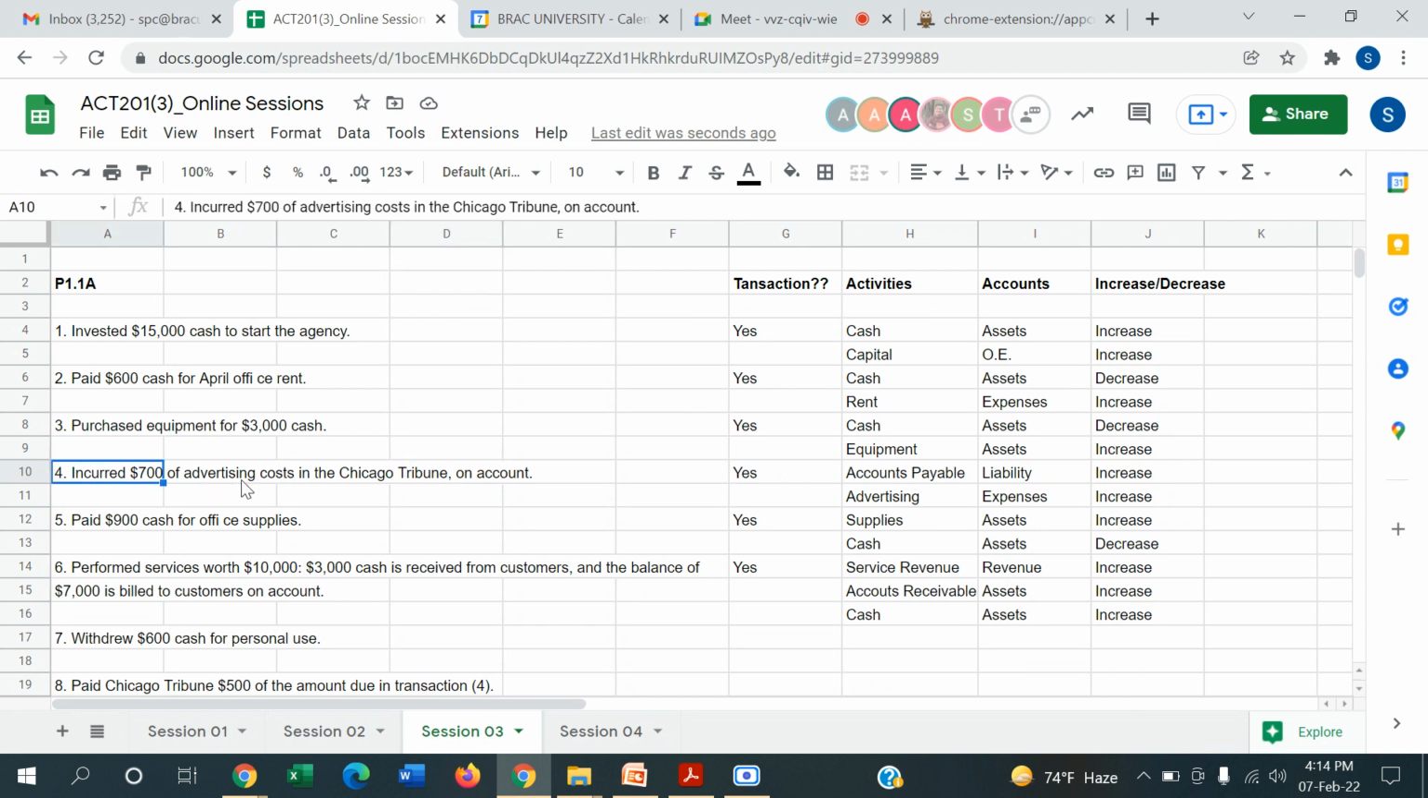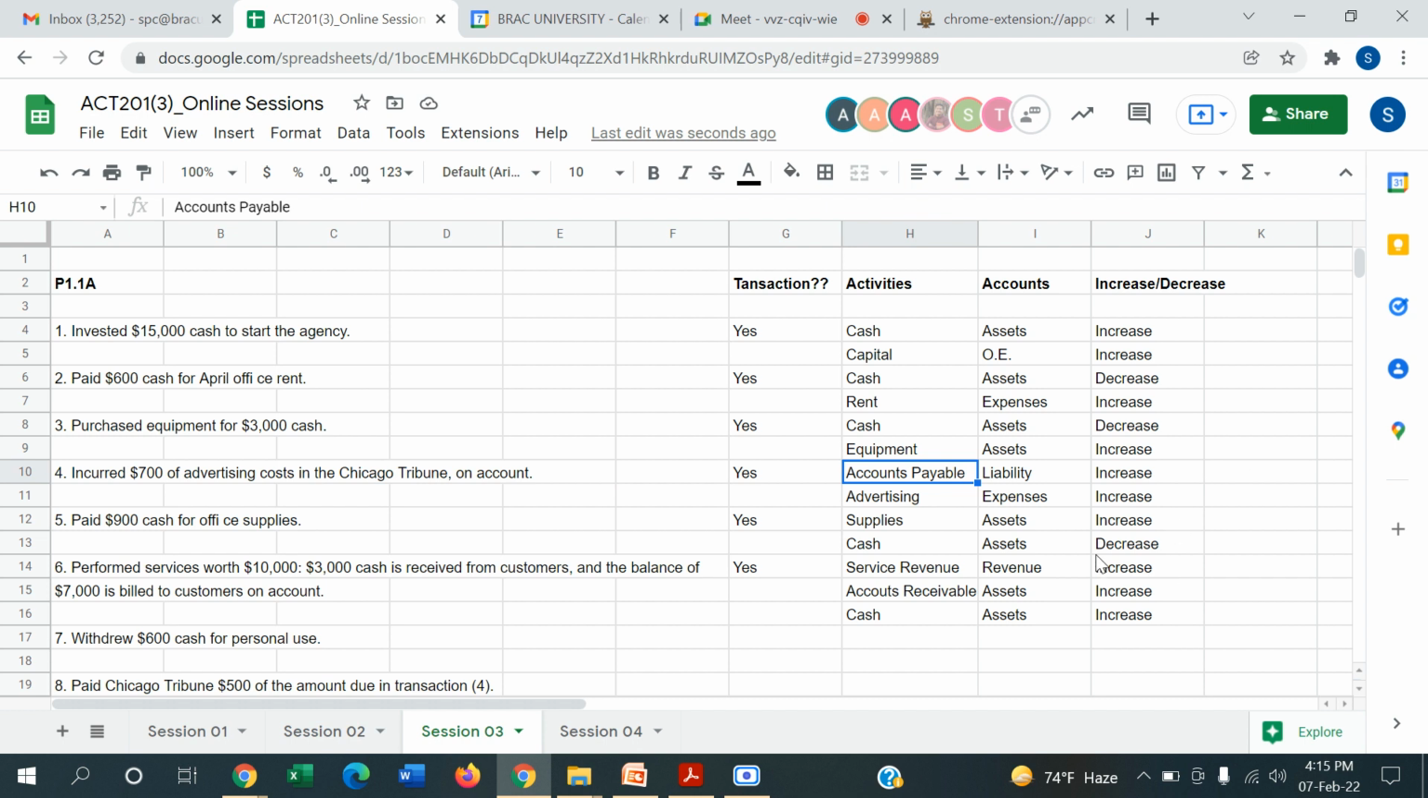No, they mentioned that they incurred 700 of advertising in the Chicago Tribune on account. What does on account mean? Accounts payable. It means that they haven't paid it yet. They received the advertising services and are supposed to pay $700, but they have not paid yet. So if they don't pay, do you think the cash account will be affected? No. They are going to pay it in the future. That's why we have considered the accounts payable account here, because it's a liability. They are liable to pay that $700 in the future. Is it okay? Yes, sir.